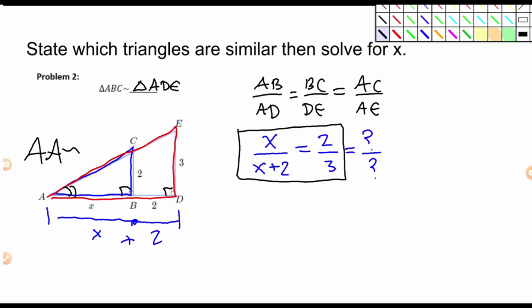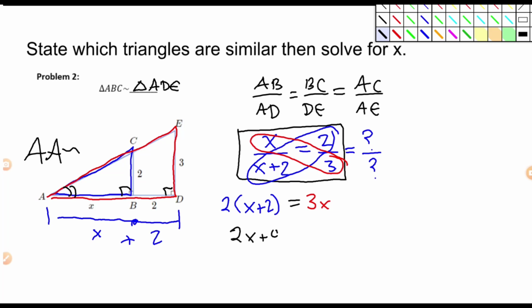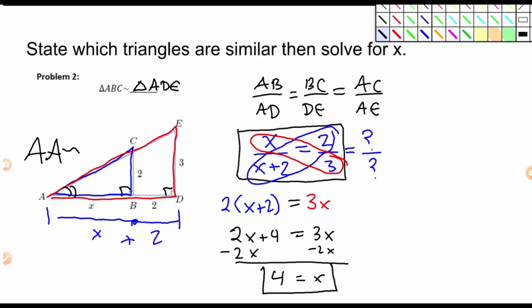But let's do the same thing. Let's multiply our means together. I'm going to write it out the long way right now: 2 times x plus 2, and that's going to equal my extremes. Let's multiply those together, and that will give me 3x. Let's do a little algebra and solve this. So we have 2x plus 4, since I just distributed, equals 3x. I will subtract 2x from both sides of my equation. That will give me 4 is equal to x. So we found out what x was. Perfect. Not too bad.